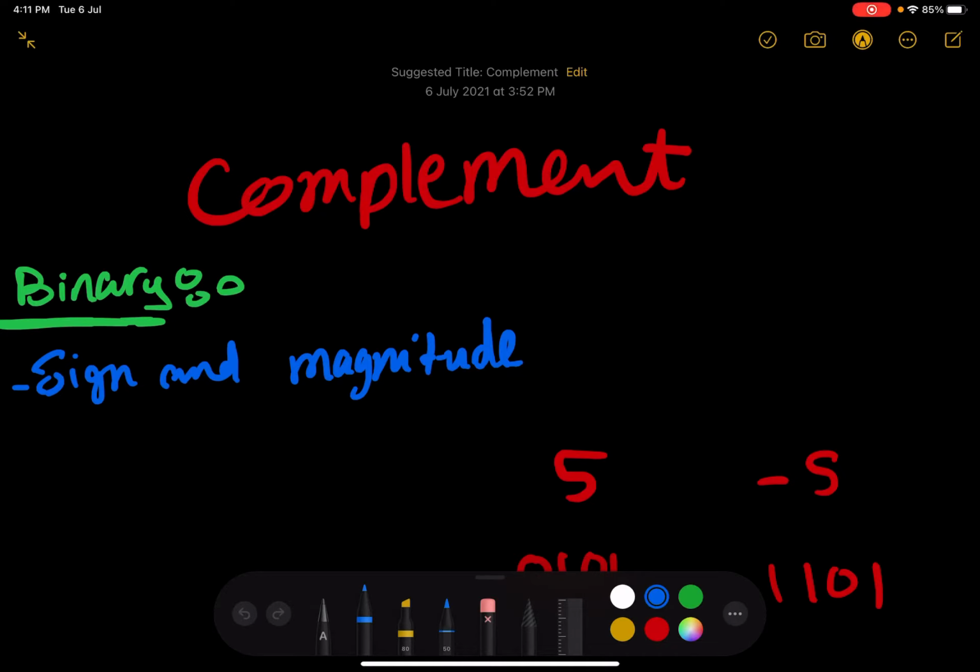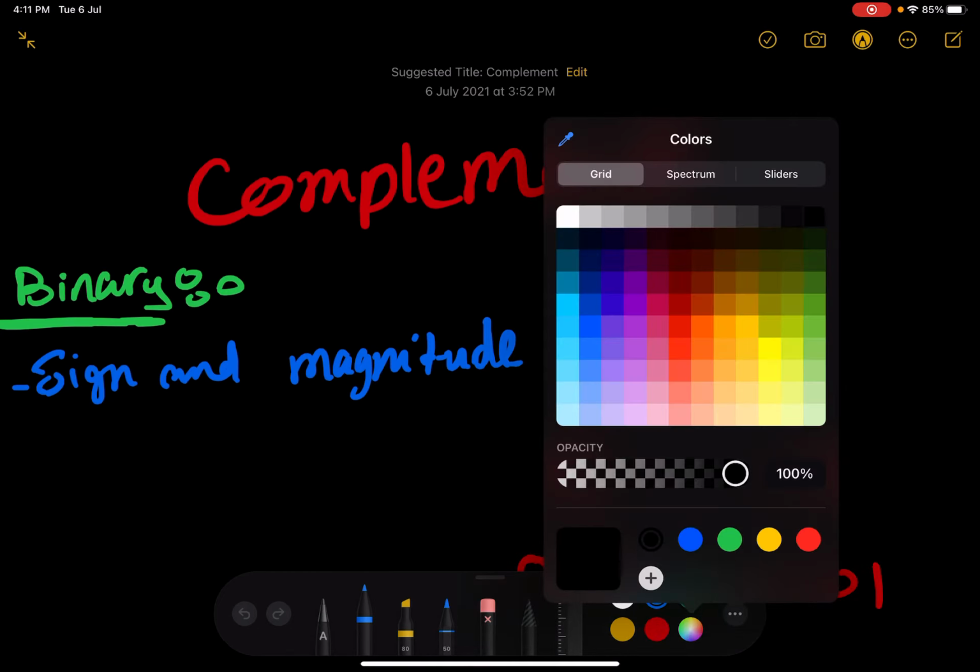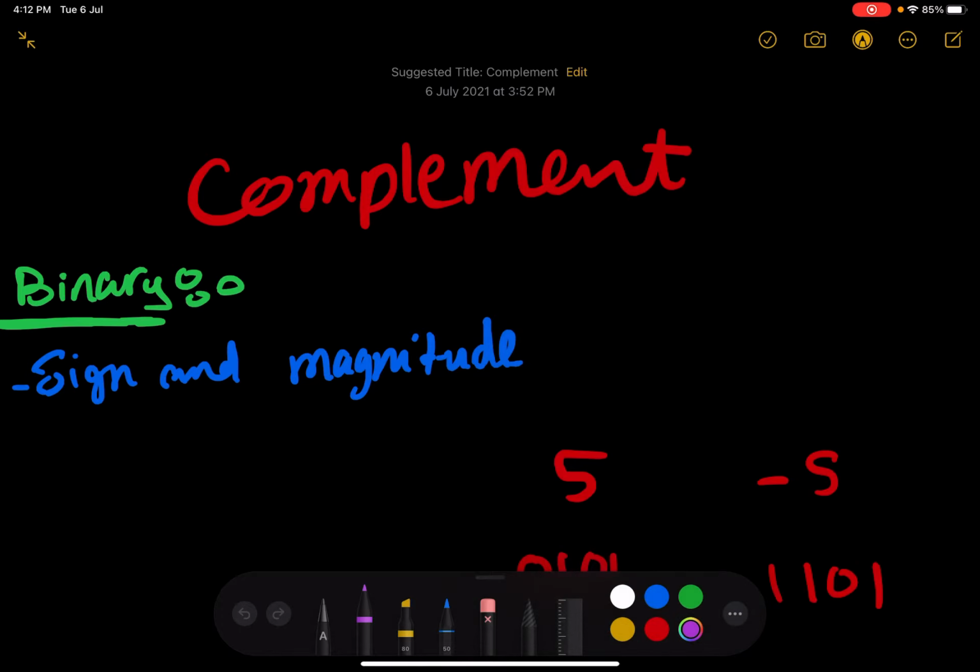Hi everyone, today we have a very easy and important topic, which is the complement. You can have a complement for different systems, like the binary system, decimal system, or octal, and also any other systems. In the binary system, we're dealing with two types of complement: ones complement and twos complement.